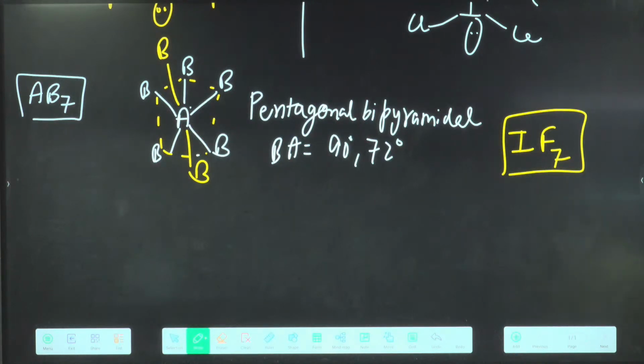This is about the VSEPR model. Now tell any point up to these models. Any student, any point you want to ask up to this point, up to the types.